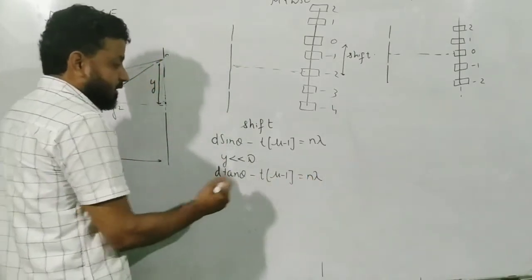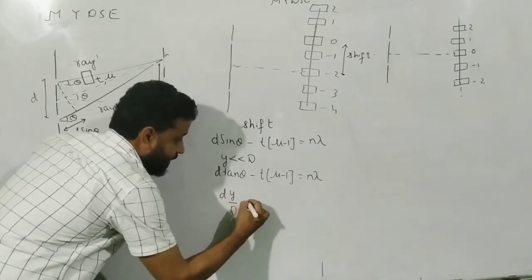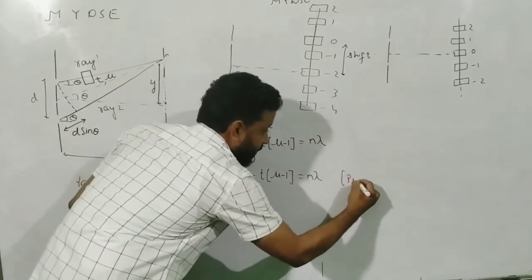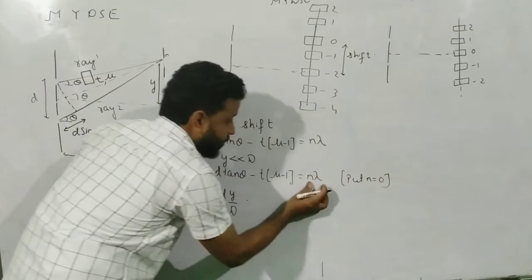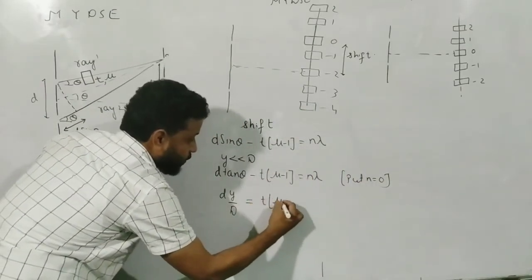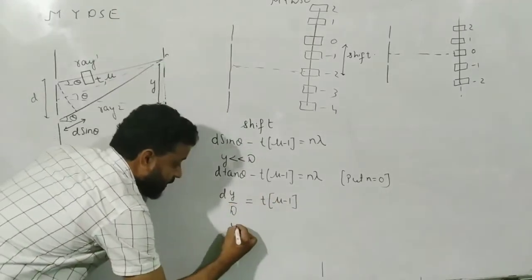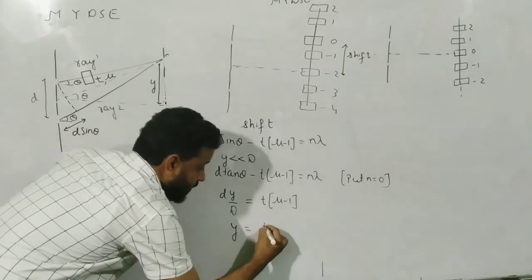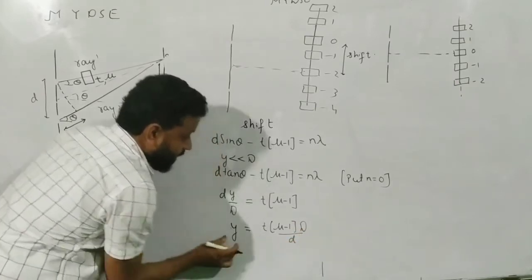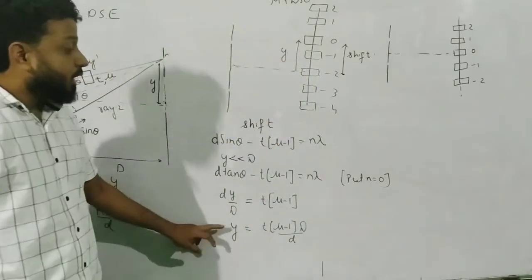For the zero order maxima you put n equal to 0. So what will you get? This will become y by capital D, and the right side will become 0. So when you put n equal to 0, take this on that side, so that will be equal to t into (mu minus 1). And so what is y? y is equal to t into (mu minus 1) multiplied by capital D divided by small d. So the y which you are finding is this. Am I right? Because you are locating the zero order maxima.